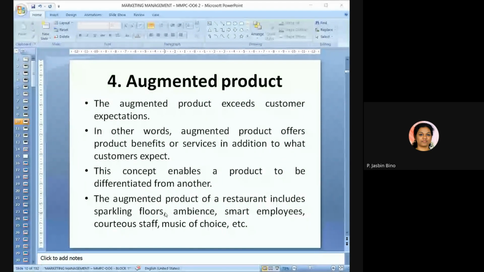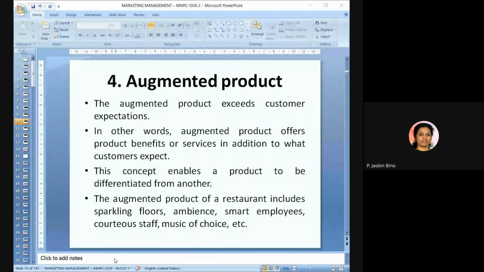The next one is the augmented product. It exceeds customer expectation; in other words, it is beyond the expectation of the customer. It offers product benefits or services in addition to what the buyer expects. This concept enables a product to be differentiated from others. When we compare our product with the competitor's product, this is where the competition starts. Competitors usually think of the augmented product in terms of competitive advantage.